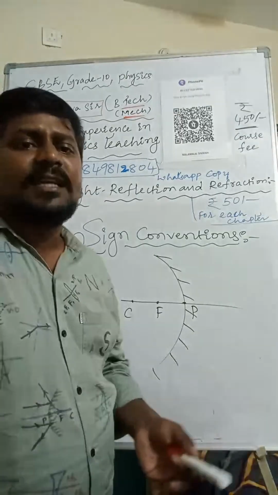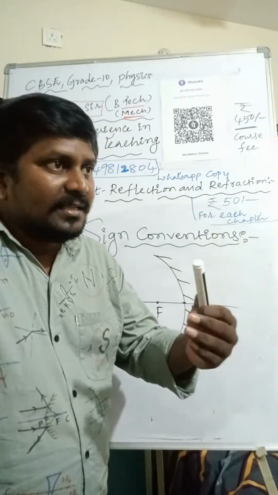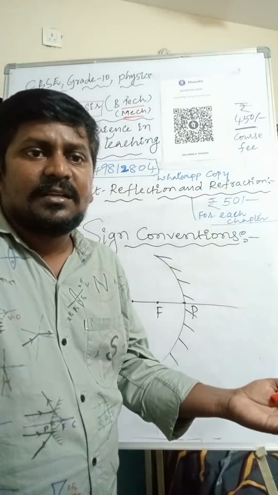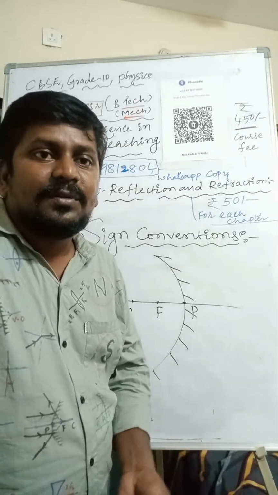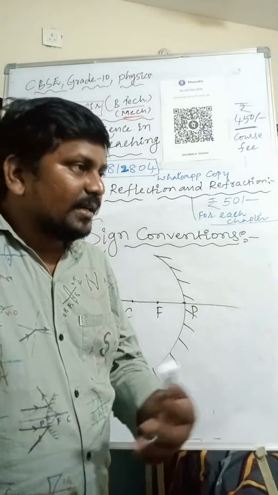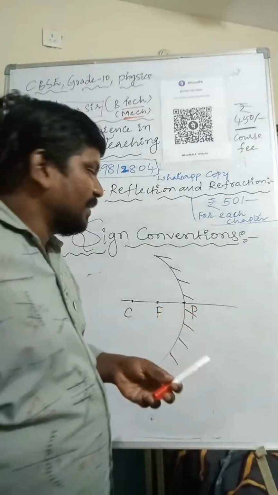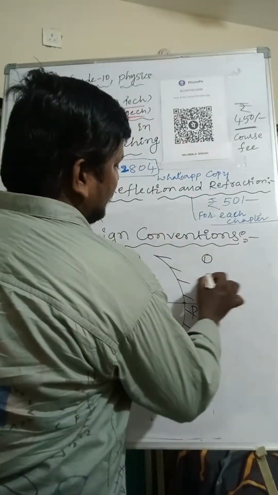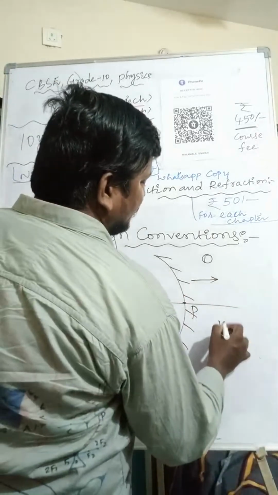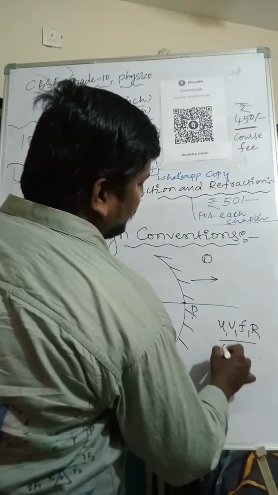New Cartesian sign convention. All the distances are measurements taken from the pole. In the direction of incident rays, along this direction, all are positive. What are those? Object distance, image distance, focal length, radius of curvature. Everything will be positive.